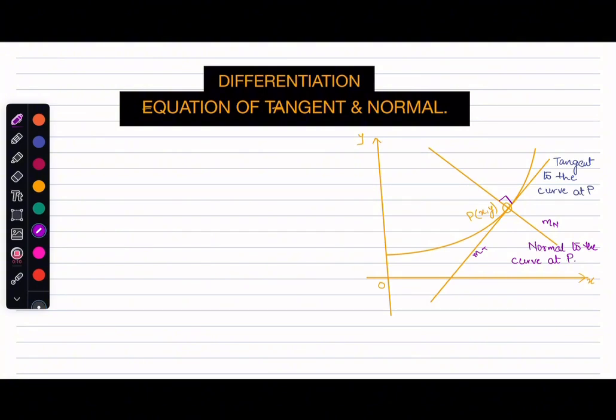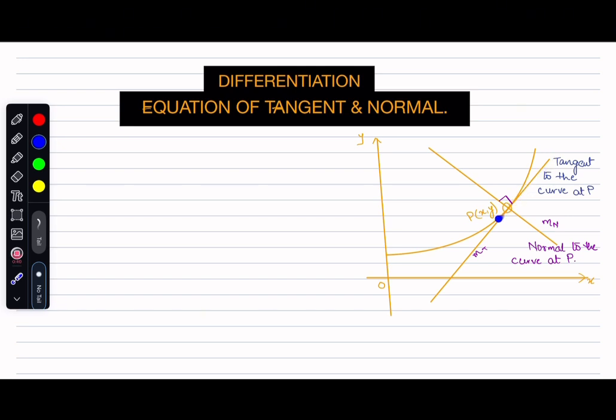The topic that we shall be doing today is from differentiation, and it's going to be equation of tangent and normal. So in coordinate geometry, we have already done the equations for tangents and normals, and we know that if we are given a curve, then with respect to the curve, if there is a tangent at a point on this curve, let's call this point P with coordinates x and y.